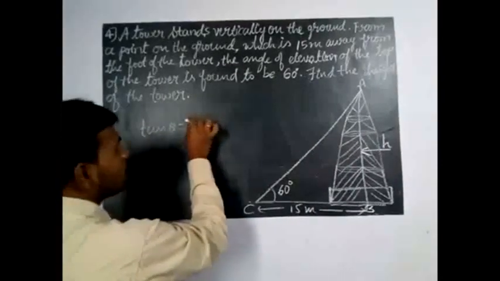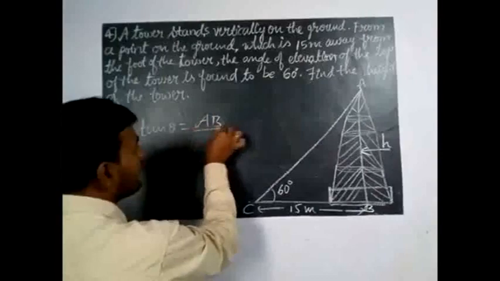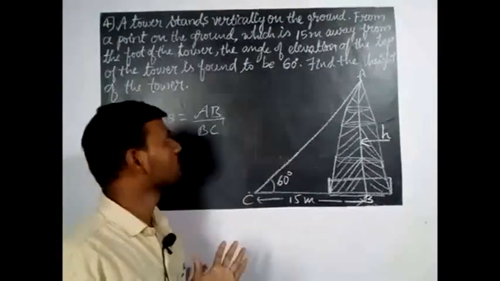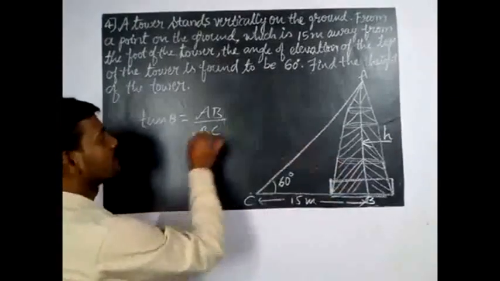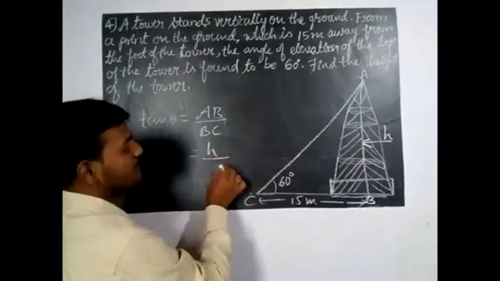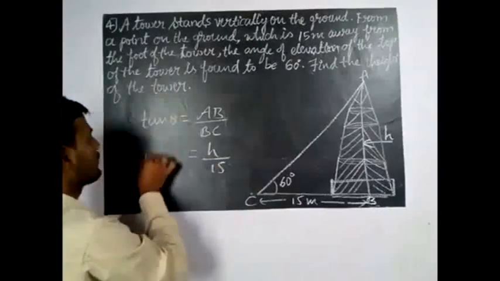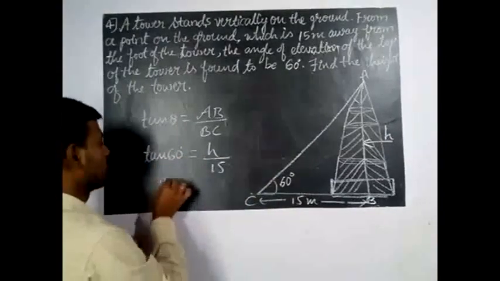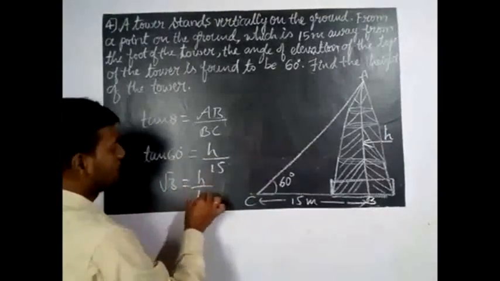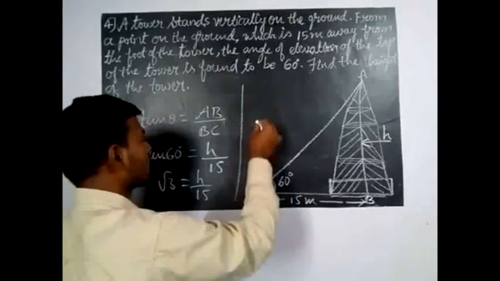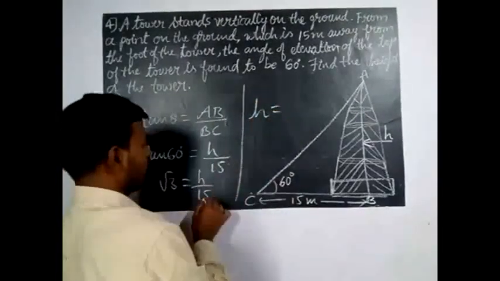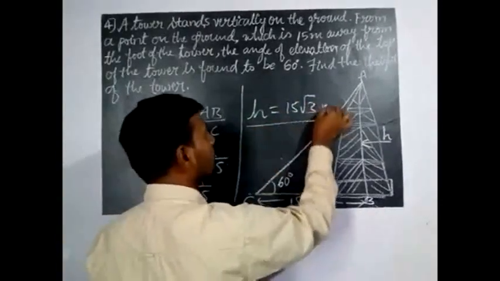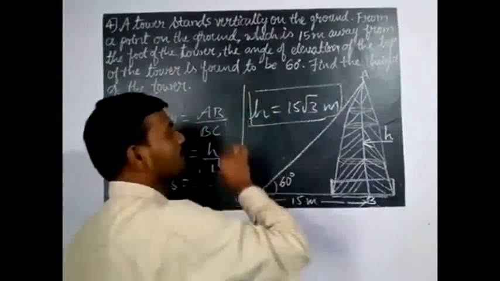Tan theta is equal to AB by BC. That means opposite by adjacent. So opposite is H, BC is 15 meter, and theta is given, that is 60 degree. Tan 60 is root 3, which is equal to H by 15. Then simplify it. H is equal to 15 multiplied to the right side, and it becomes 15 root 3 meter, which is the height of the tower.